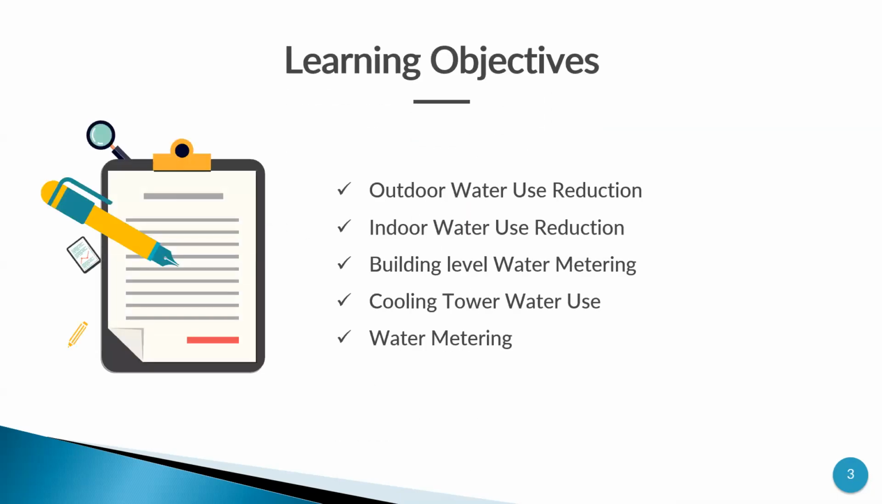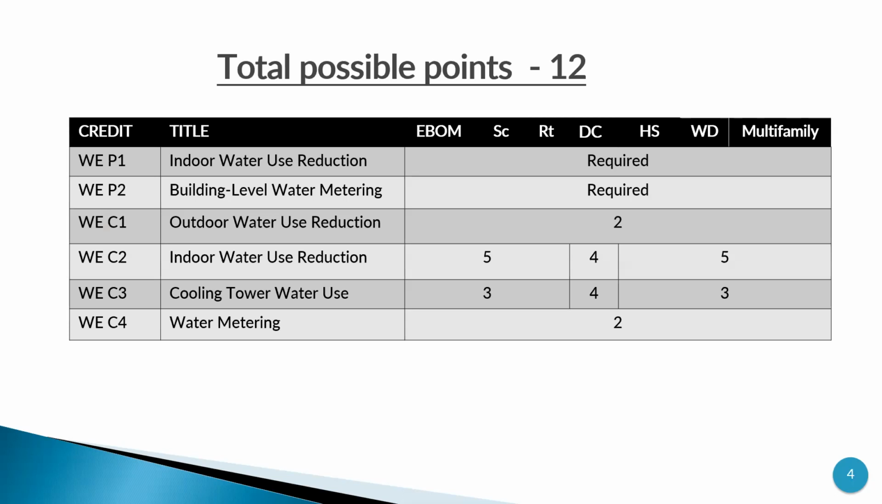In this chapter, we'll be discussing outdoor water use reduction, indoor water use reduction, building level water metering, cooling tower water use, and water metering. If you look at it, the maximum number of points achievable under this credit category is 12 points. And we have 2 prerequisites and 4 credits. Prerequisites: indoor water use reduction, building level water metering.